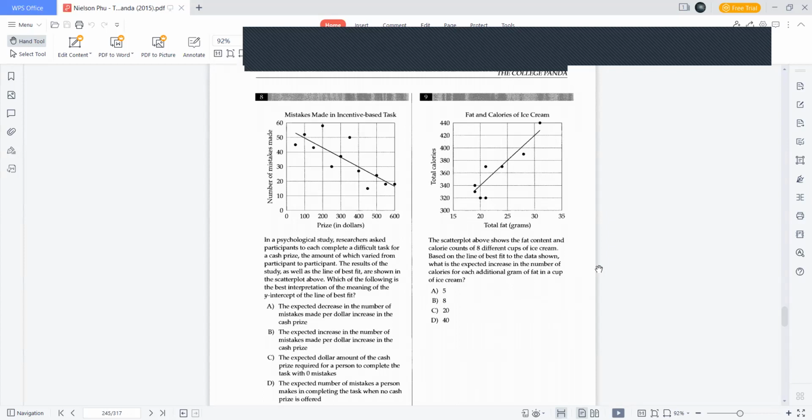A. The expected decrease in the number of mistakes per dollar increase in cash price. Any other answers? Yes, sir. C. The expected dollar amount of the cash price required for a person to complete the task with 0 mistakes. Any other answers? The reason is because its intercept is 0. And if you think about it from a logical standpoint, the less mistakes you make, the more value your work. So it fairly adds up.